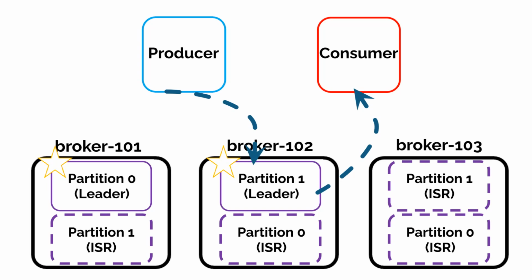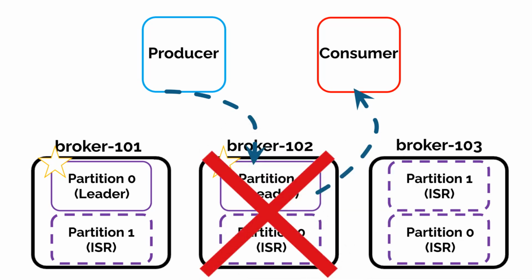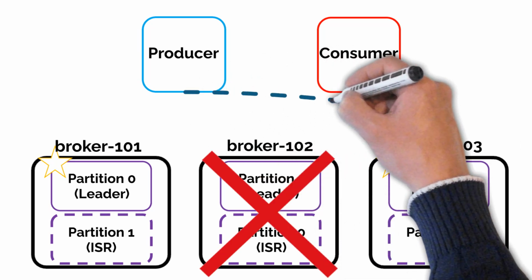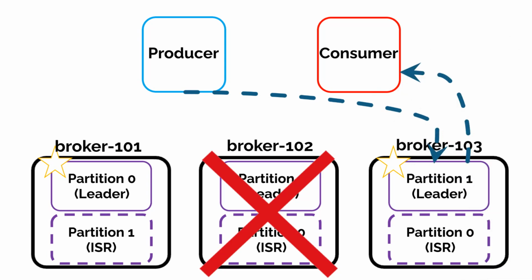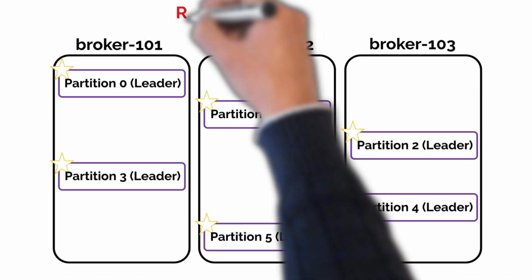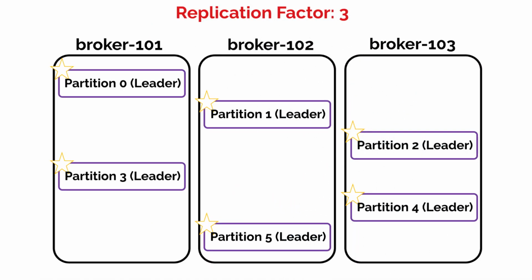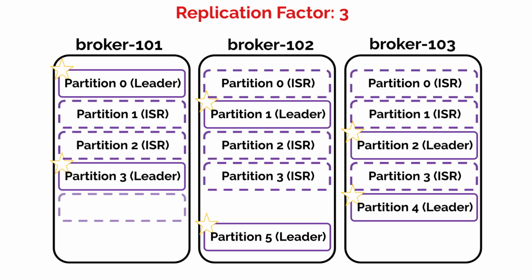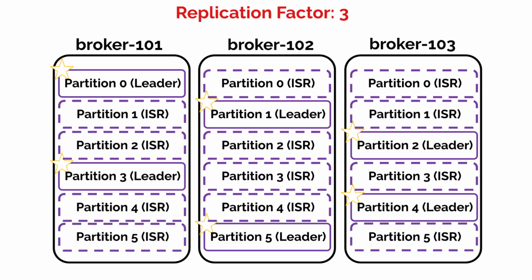If a broker hosting the leader fails, Kafka's controller detects the failure and promotes one of the in-sync replicas to become the new leader. It then seamlessly redirects the producers and consumers to the new leader, ensuring continuity with minimal disruptions. So let's say you have 6 partitions and a replication factor of 3. That means Kafka will create a total of 18 partitions, distributing them across multiple brokers. This setup ensures fault tolerance and high availability, so even if a failure occurs, you can continue reading and writing data seamlessly without any disruption.